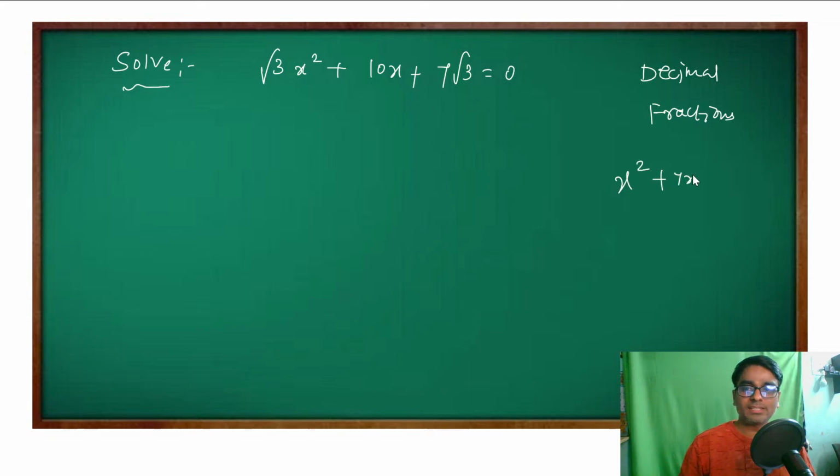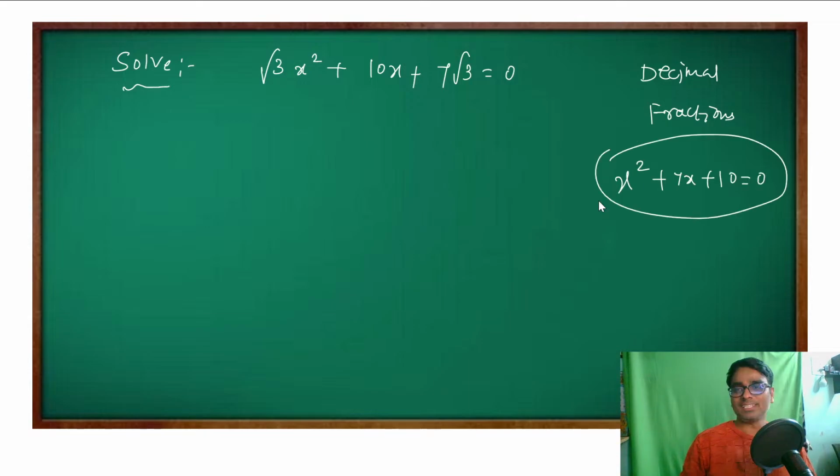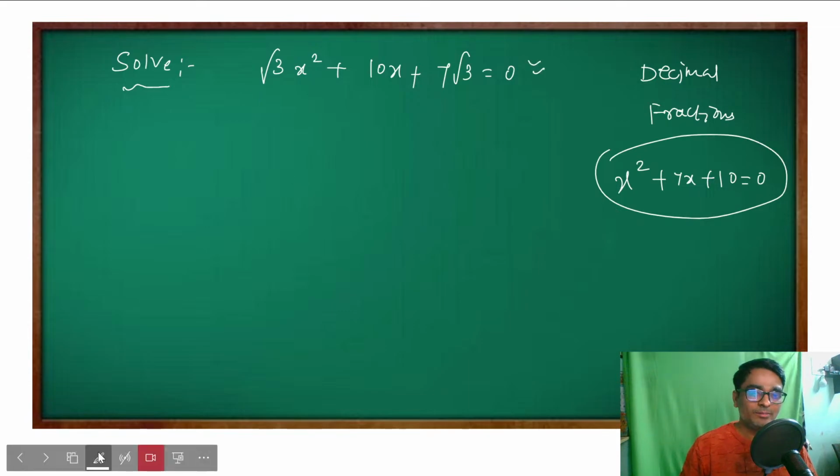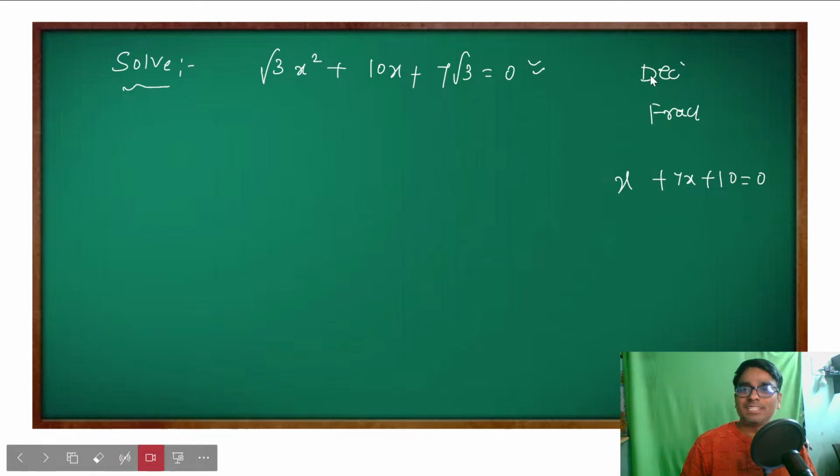x square plus 7x plus 10 equal to 0. Wow, it's so easy. You will be very happy. When you see such questions, then you will feel a little, oh my god. Don't worry. The same way things will work. You just need to follow the procedure properly. That's all, right? So how are we going to do this then?